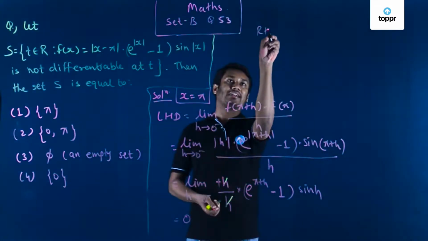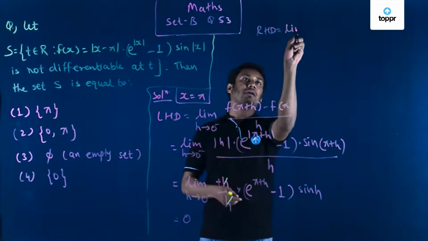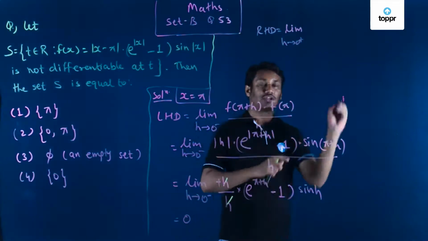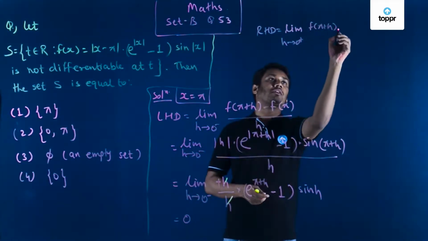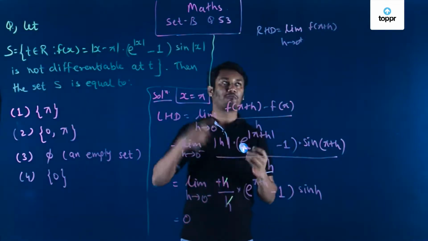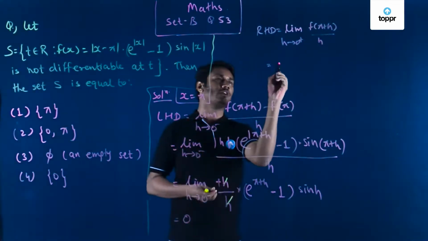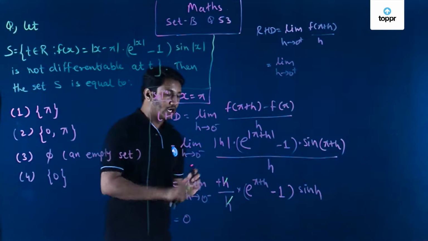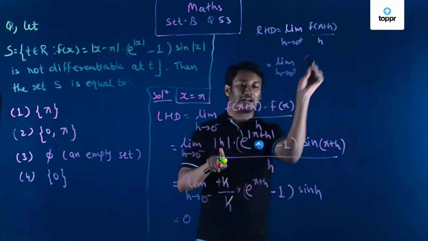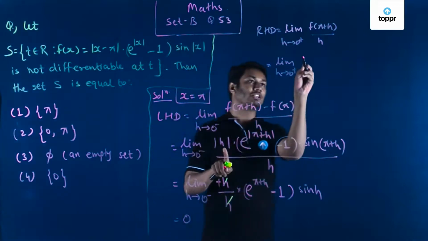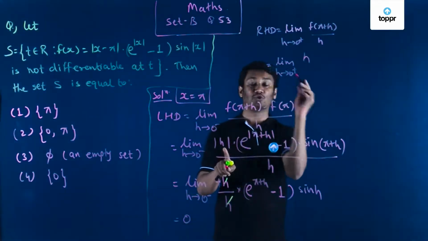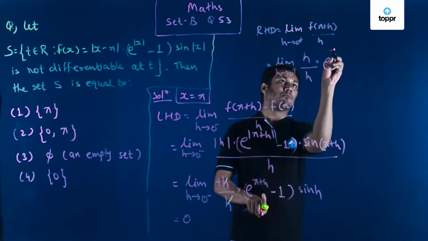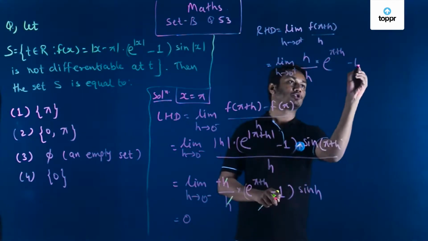Now if I find the right hand side derivative, then it will be nothing but limit h tends to 0 plus of f of pi plus h minus f of pi. We have already seen f of pi is 0, so I will divide it by h. Now this will further be equal to limit h tends to 0 plus, this time mod h will simply be h, because h is tending to 0 from the right hand side, divided by h. This will be e power pi plus h as it is, minus 1.